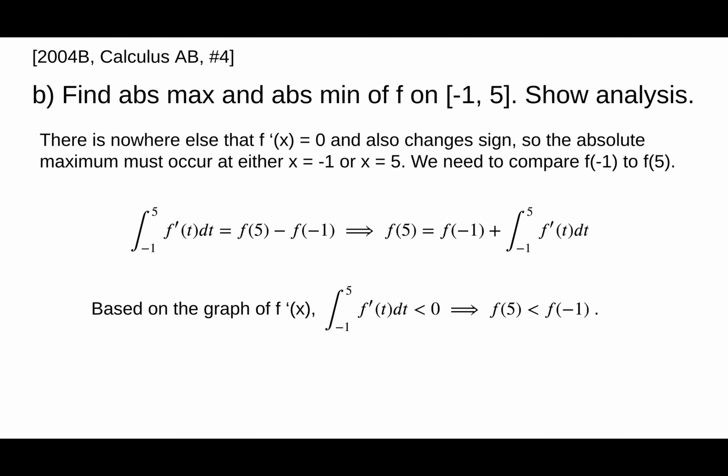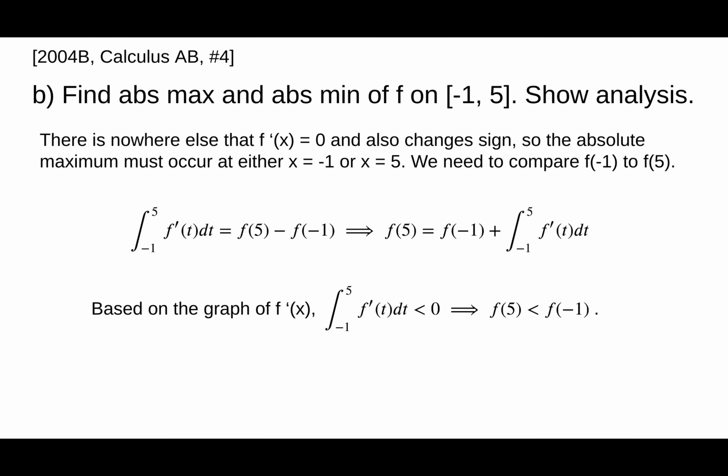If you look at the graph of f prime of x, it's pretty obvious that the integral from -1 to 5 of f prime of t dt will be negative. Almost the entire graph is below the x-axis, and only a small portion of it is above the x-axis, and it's not really that far above the x-axis. So most of that integral will be negative. You're not going to make up much when it becomes positive. So it should be pretty obvious that the integral from -1 to 5 of f prime of t dt is going to be negative.